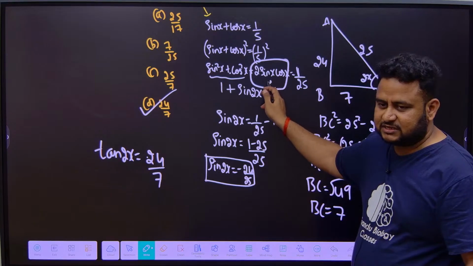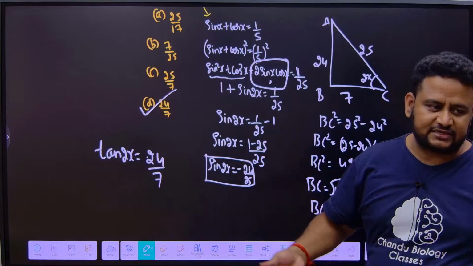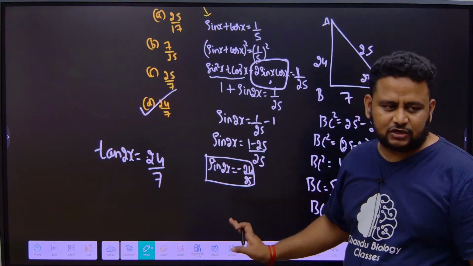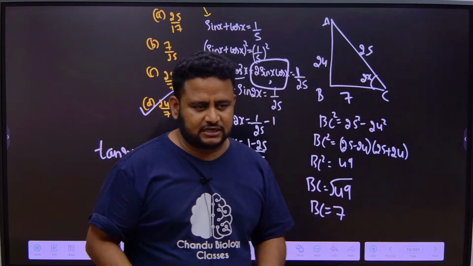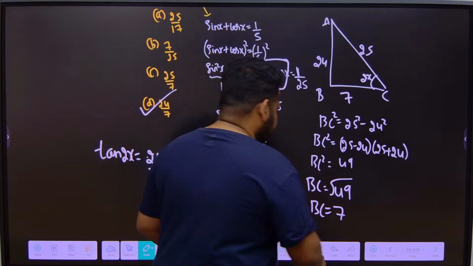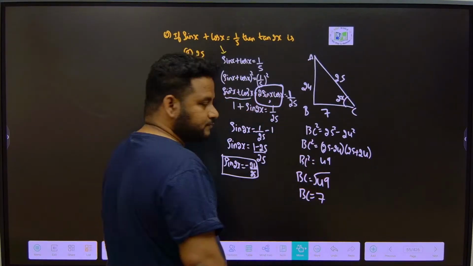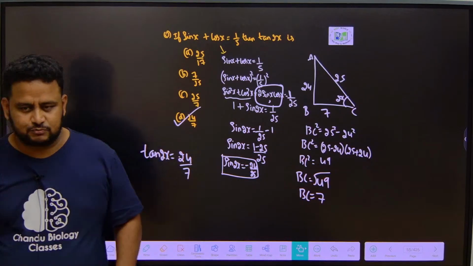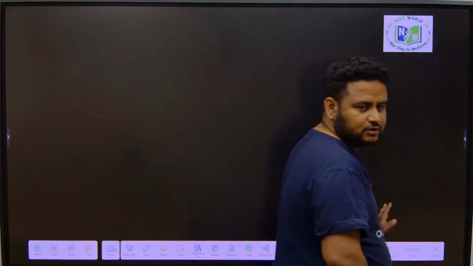This is my starting step. This I should convert to sin 2x. After getting sin 2x, getting tan 2x is very easy using our triangle. That is the Pythagoras theorem we will use. We will find the other side and then we will find tan. Clear? So tan 2x is 24 by 7. Got it? Alright, let us move to the next question now. Is this one clear? Any doubt?